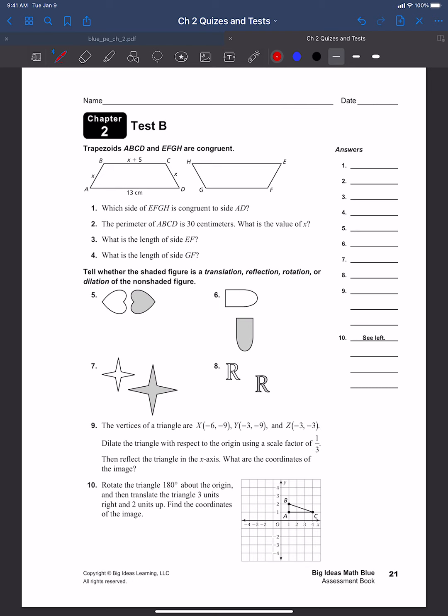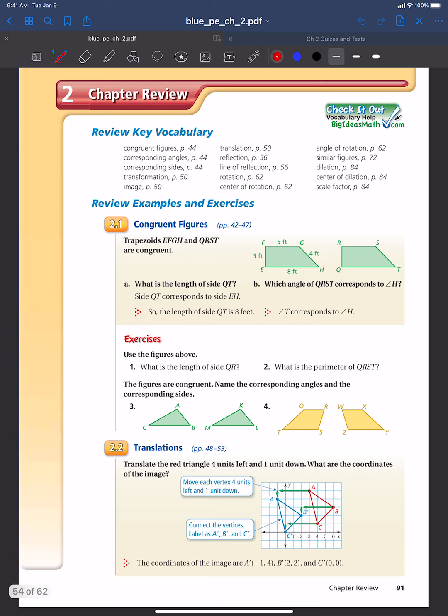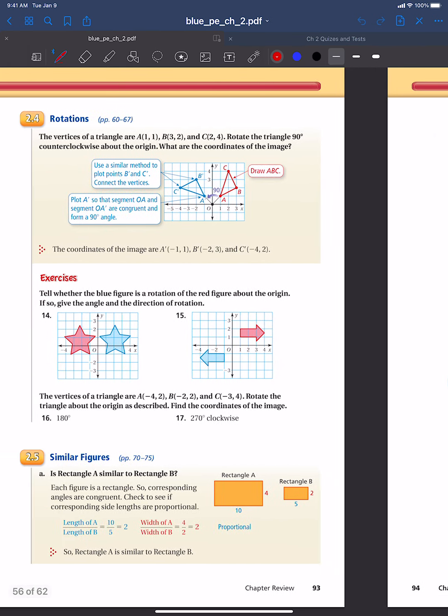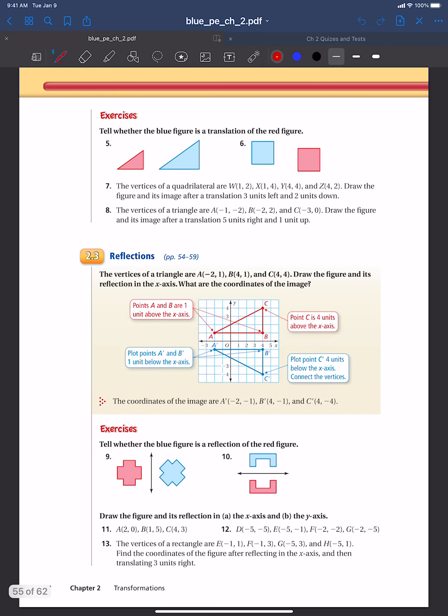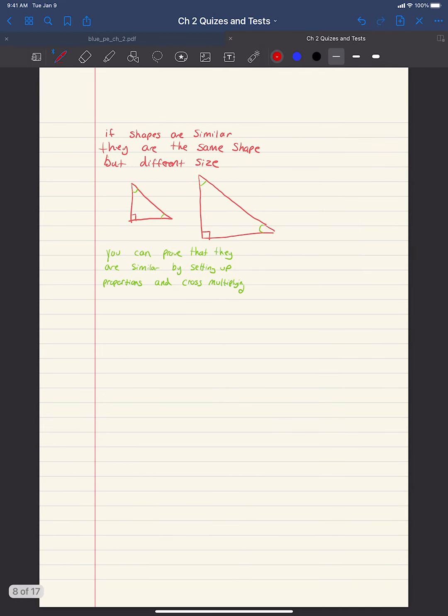All right, we are doing Chapter 2 review, and we are not going through the review pages in the book. Those are on page 91, so if you would like to do that yourself to study, I highly suggest it. They go by section. But today we are going to go through Chapter Test B as a review, because Test A is what they are going to do in class.